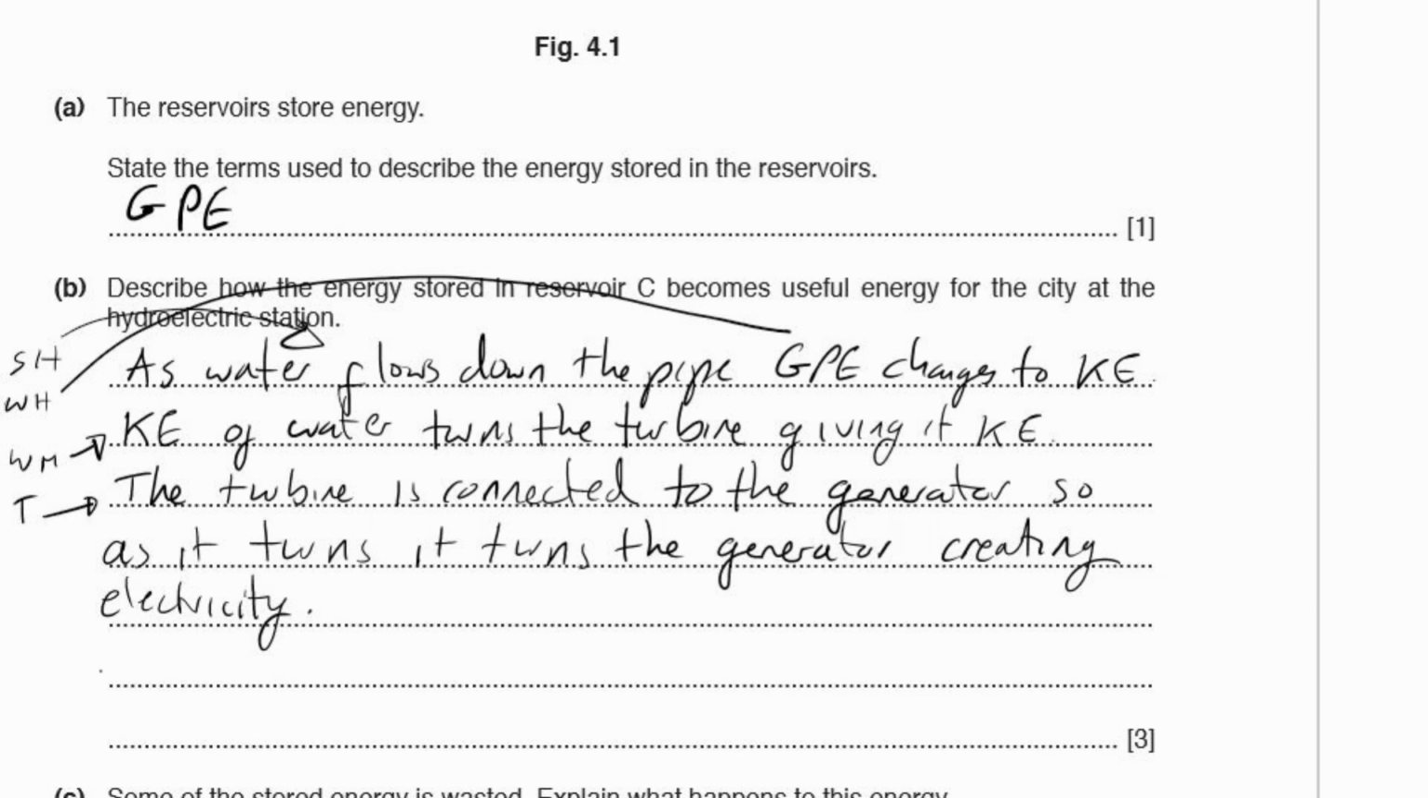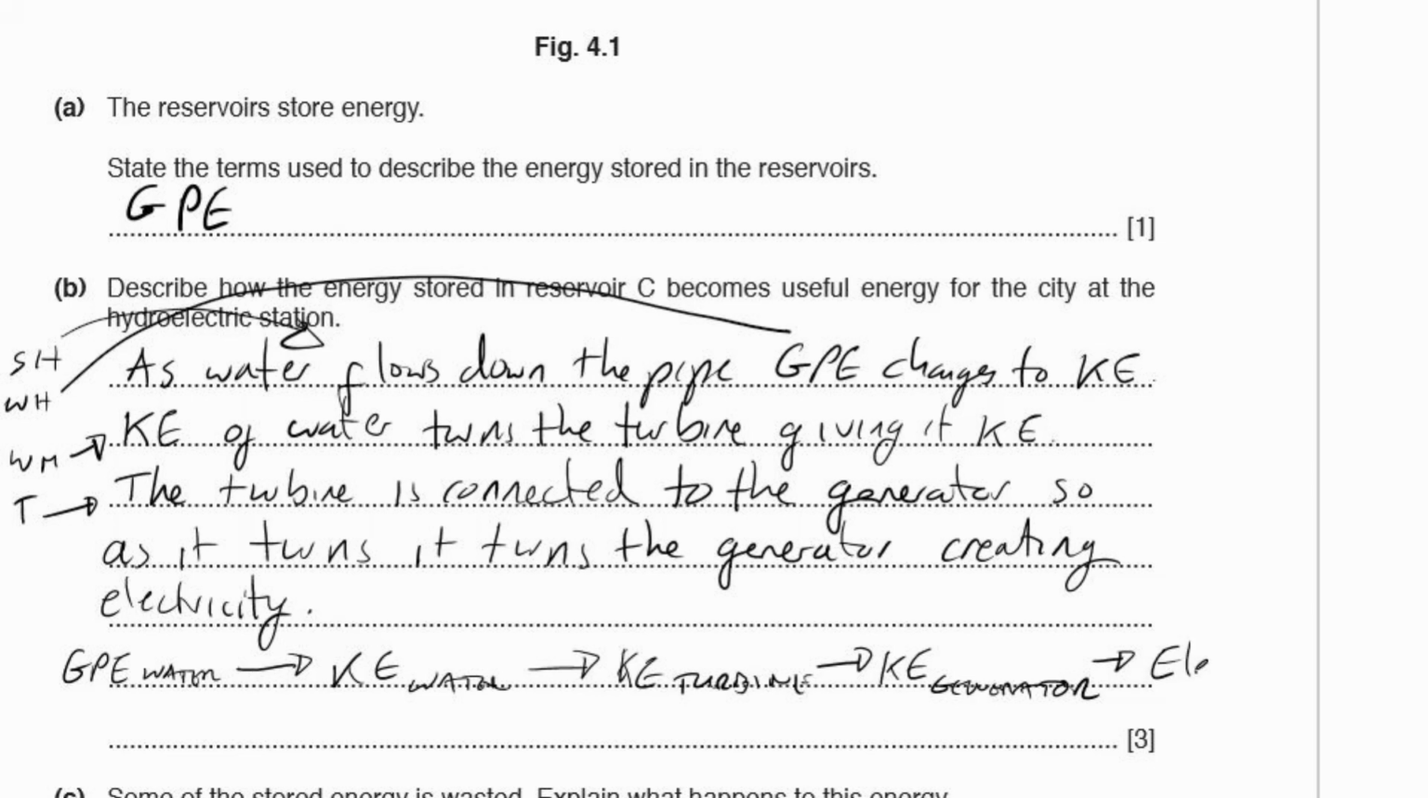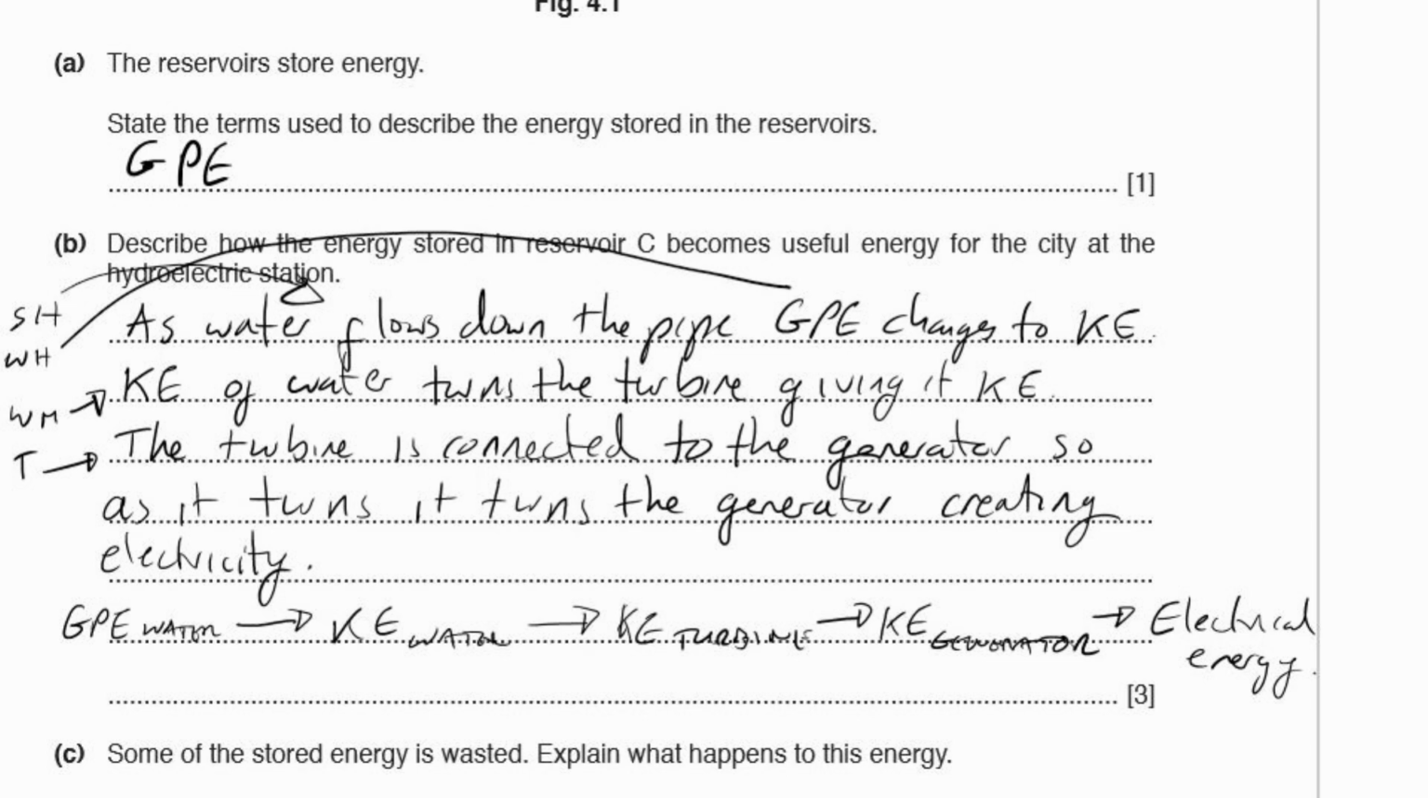And now what I like to do for these kind of energy questions is put something down here. So gravitational potential energy of the water changes to kinetic energy of the water, changes to kinetic energy of the turbine, changes to kinetic energy of the generator, so it turns round, which changes to electrical energy. Just a little diagram to show what I'm talking about above. Problem solved.